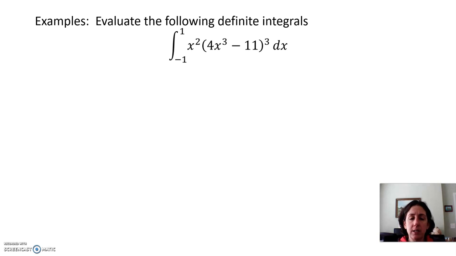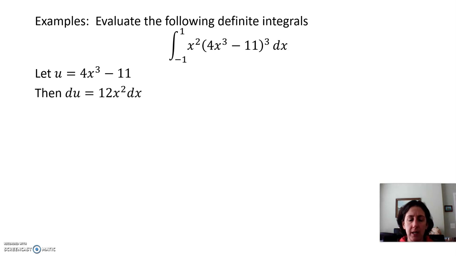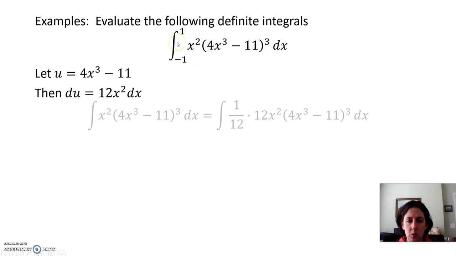So let's look at the definite integral from -1 to 1 of x squared times (4x cubed minus 11) quantity cubed dx. What we're going to do is let u be 4x cubed minus 11, and then we'll let du be 12x squared dx. Now, if we do that, as you can see, here's the x squared dx, we're missing the 12.